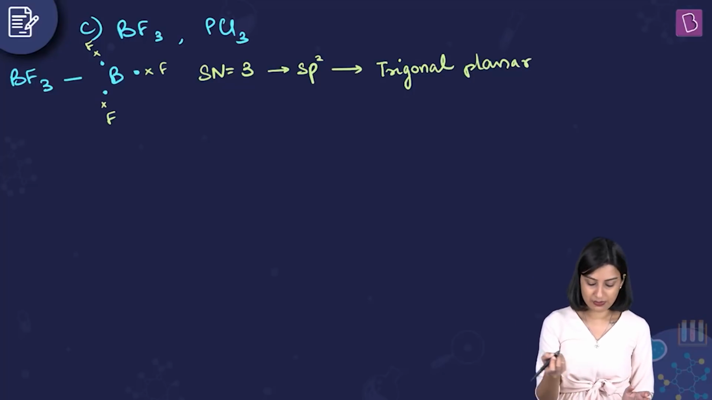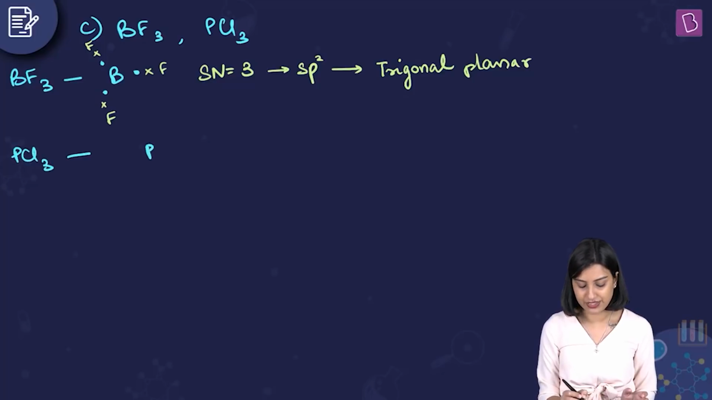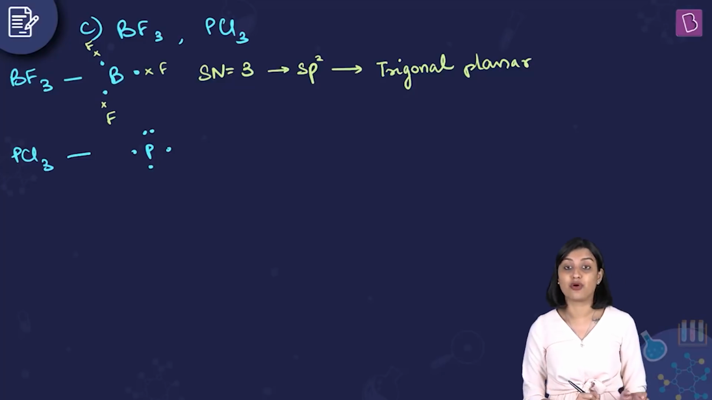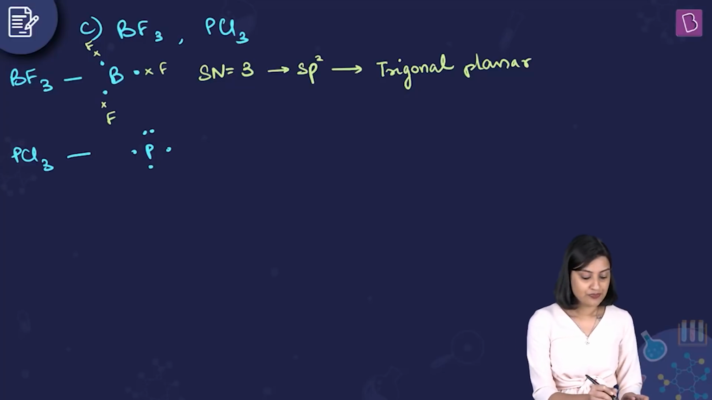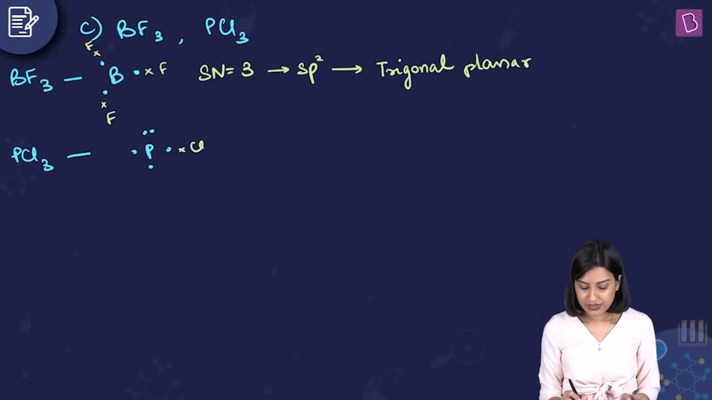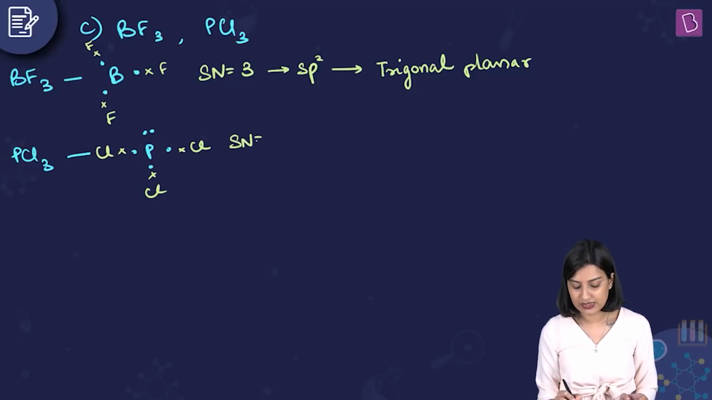Great. Now let's talk about PCl3. So in case of PCl3, you have phosphorus as the central atom without a shadow of a doubt, and you have 5 electrons available for bonding because phosphorus is a group 15 element. Okay, now here you have 3 of them gone in forming bonds with chlorine, and you have 1 lone pair. So steric number is 3 plus 1, which is equal to 4.